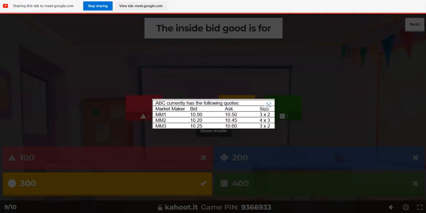So we look at the inside bid. That's the highest bid price, and it comes from market maker 3. They're willing to pay the highest price for now. So if you wanted to sell it, that's who you want to sell it to, the one who'll give you the highest price at $10.25. Now we look at the size. How many shares is it good for? That's the 3 in the 3 by 2. There were 3 lots, 300 shares, wanted to buy at the bid price of $10.25. That's what this is telling us.